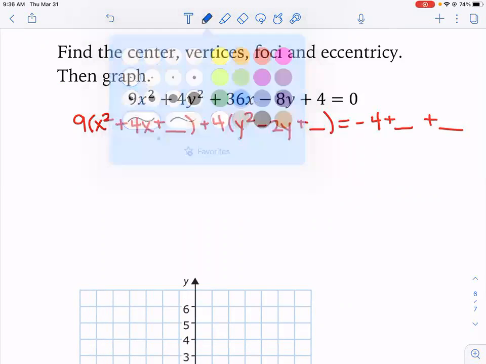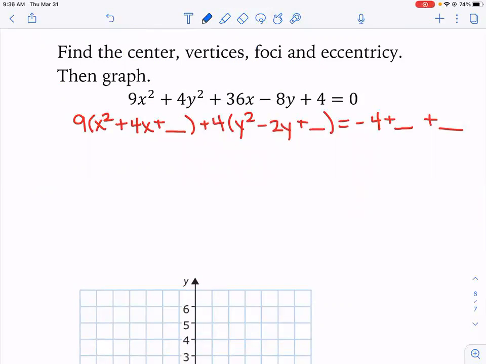Hank, what completes my square in this first one? B over 2 squared would give us 4. But are we adding 4? We're adding 4 times 9. We're adding 36. Yes. Yep, B over 2 squared.